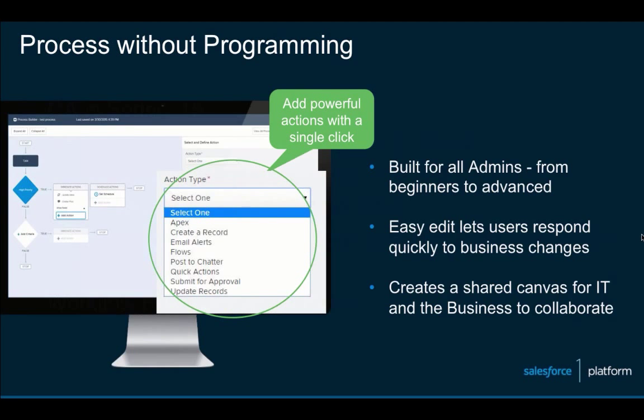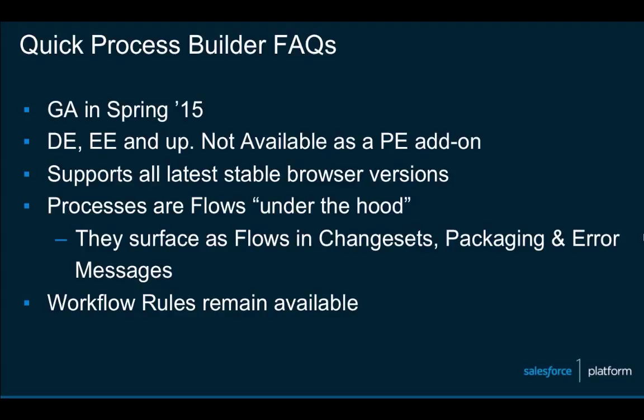So before we really dive in, let's go over some quick FAQs. Okay, the Process Builder was GA in Spring 15, so that is available in all DE, EE, UE orgs and further up the chain there. It is not available in PE as an add-on the way that workflow is, so you do have to start with some of the other levels of orgs.